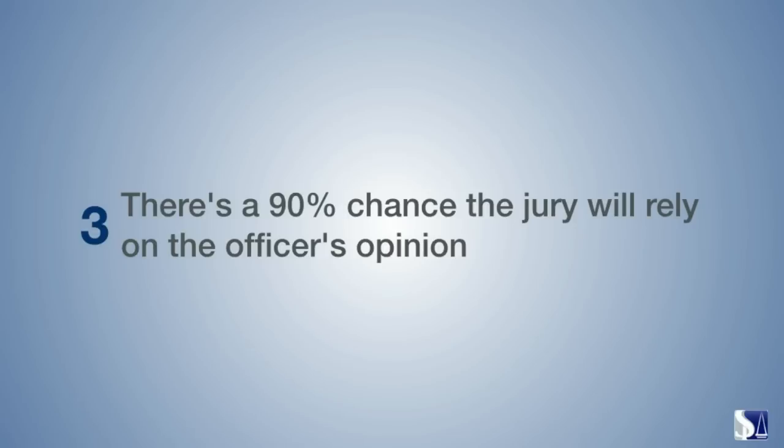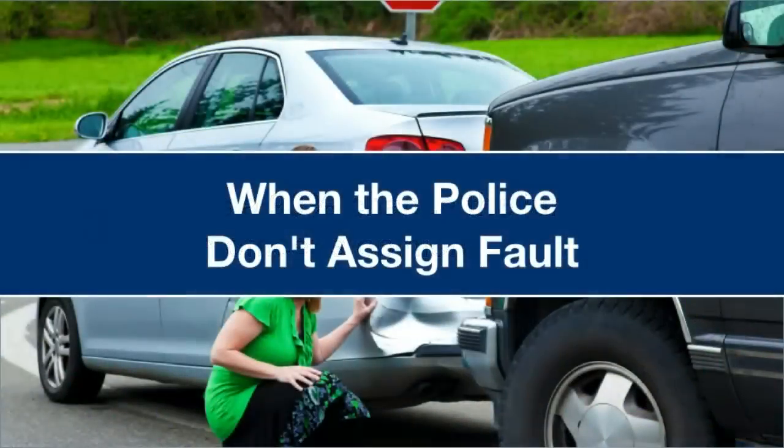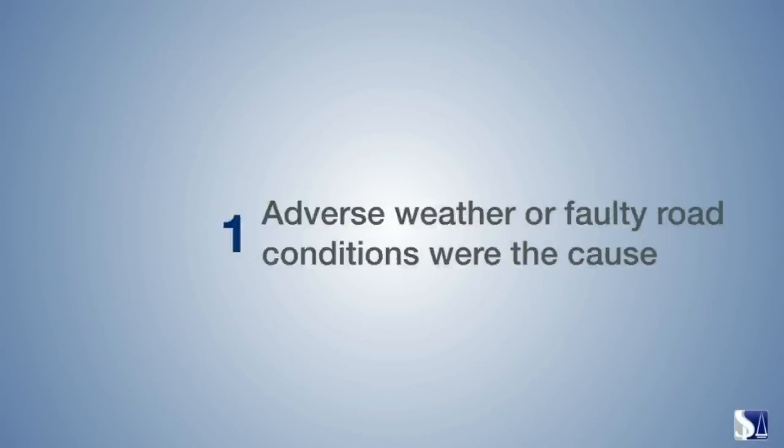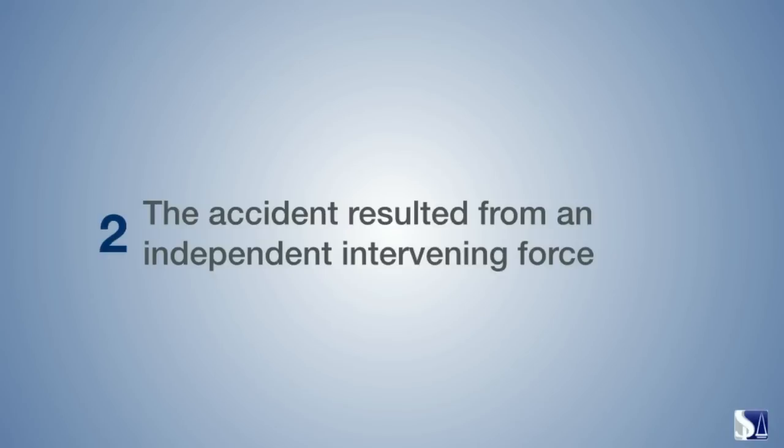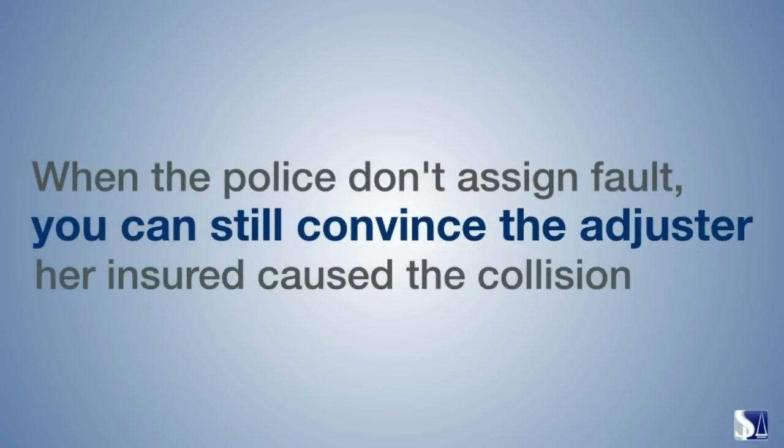There are some circumstances when the police don't assign fault. Sometimes police officers fail to assign fault in a car accident. When that occurs, the accident report may indicate adverse weather or faulty road conditions were the cause. The accident resulted from an independent intervening force. When the police don't assign fault, you still may be able to convince the adjuster her insured caused the collision.